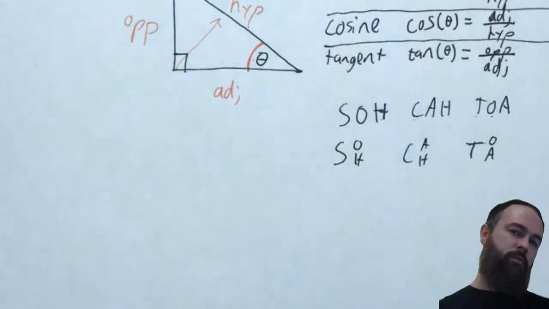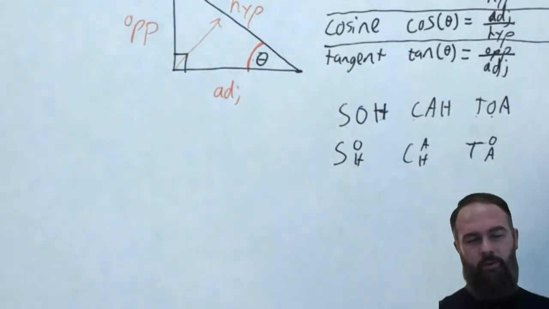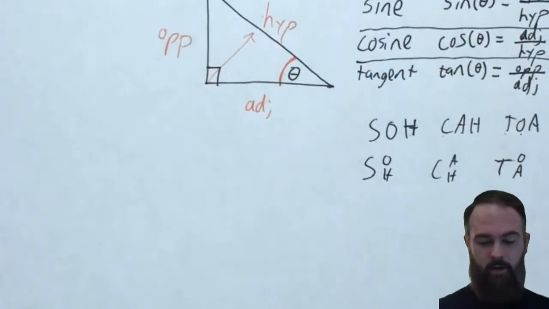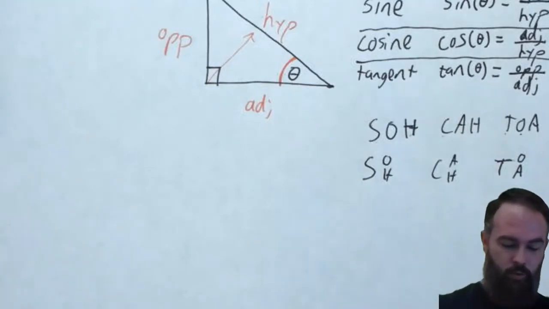You can just Google mnemonic device for SOHCAHTOA or for trig functions, and you'll find a whole bunch of them. Some of them are appropriate, some of them not. So just be careful with what you're getting into and where Google's leading you.